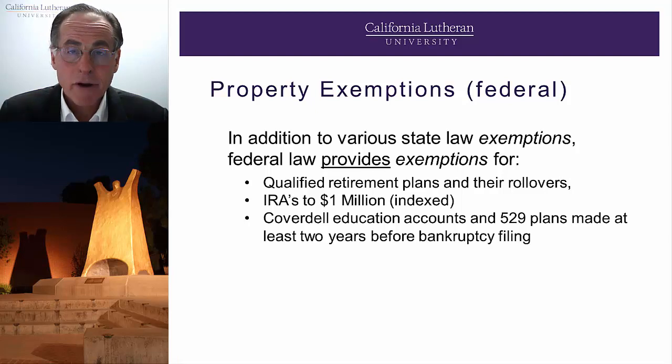In addition to various state law exemptions, federal law provides exemptions for qualified retirement plans and their rollovers, IRAs to $1 million on an indexed basis, and covered education accounts and 529 plans made at least 2 years before the bankruptcy filing.